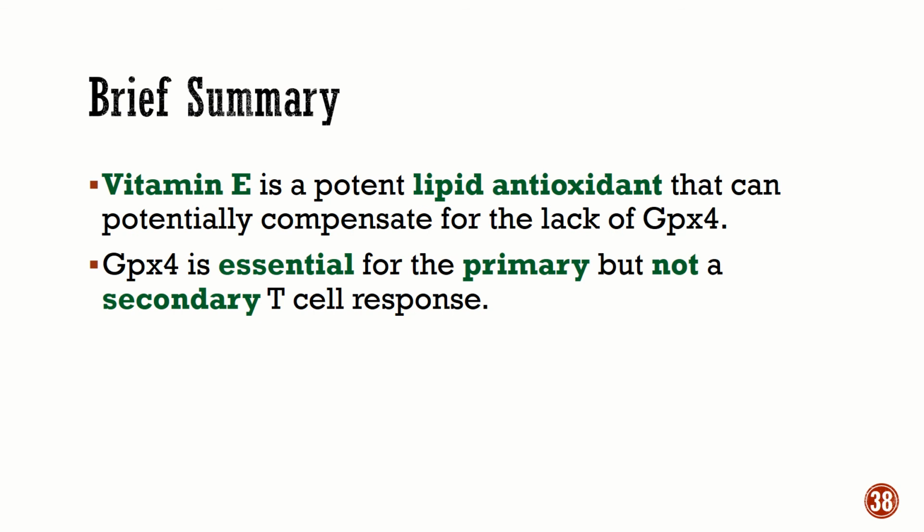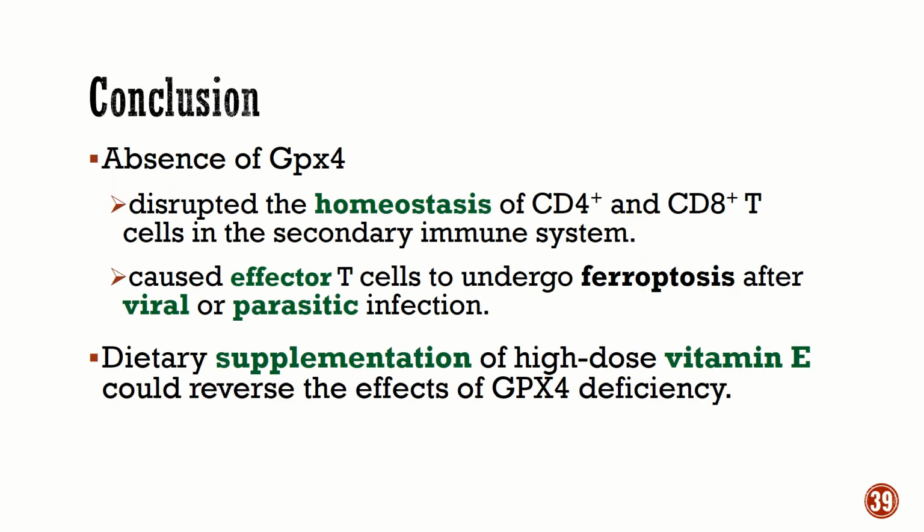So we can know that vitamin E is a potent antioxidant that can potentially compensate for the lack of GPX4. Also, GPX4 is essential for the primary but not the secondary T cell response. In conclusion, the absence of GPX4 disrupted the homeostasis of T effector cells, and it can cause effector T cells to undergo ferroptosis after infection-driven activation. And lastly, dietary supplementation of high-dose vitamin E could reverse the effects of GPX4 deficiency.